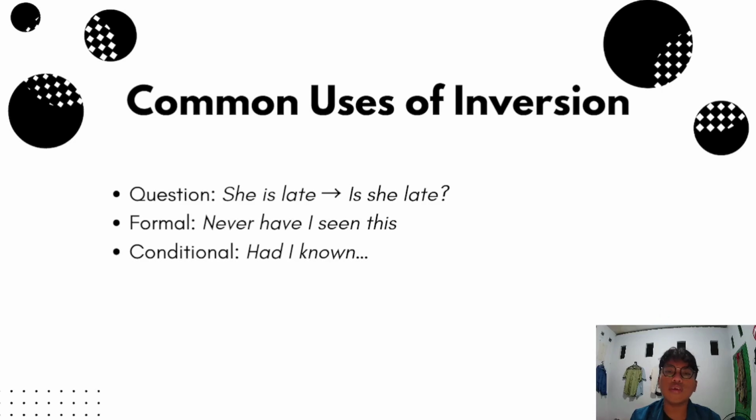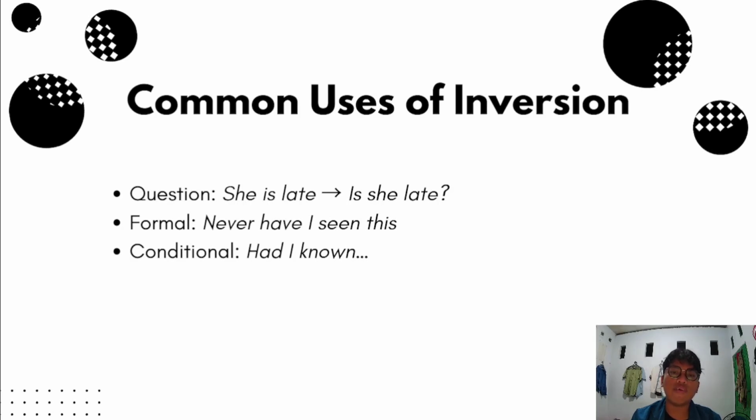Common uses of inversion. There are three. Question: she is late, is she late? Formal: never have I seen this. And conditional: had I known. Question: she is late, is she late? This is the most basic use of inversion. We simply flip the subject and auxiliary to form a question.